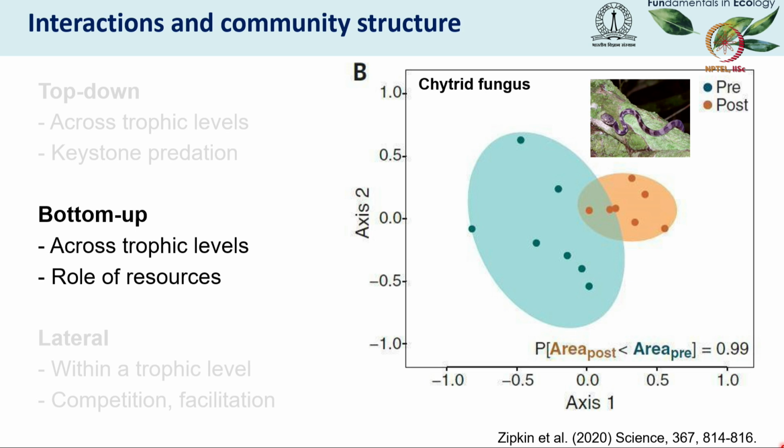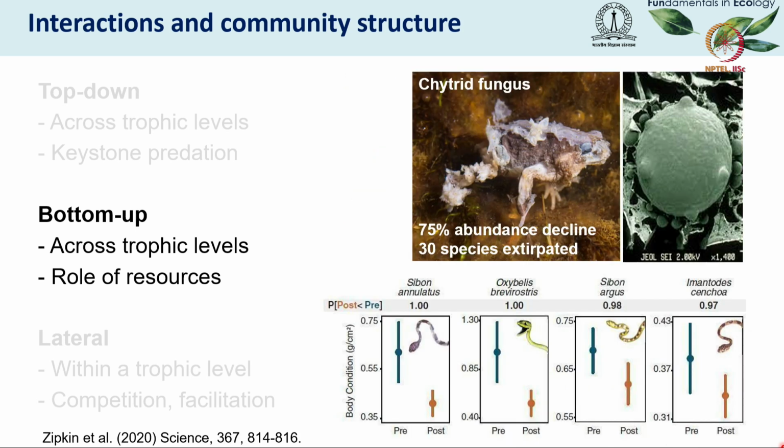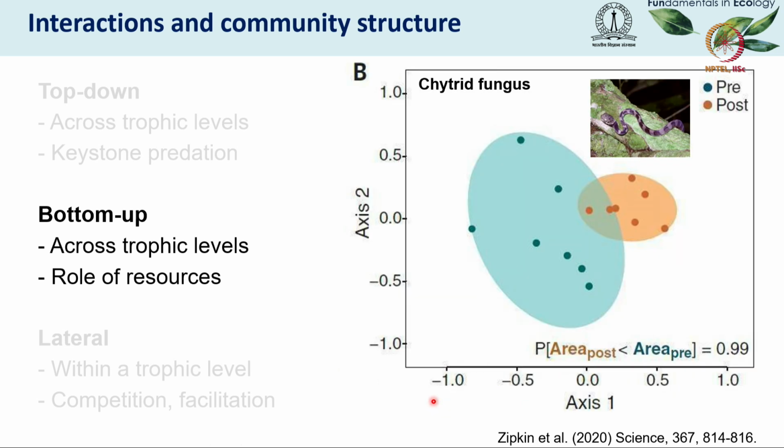That's reduced. And so this is an example of how a bottom-up effect, which is that the availability of resources, affects body condition, and we've seen how that body condition is being affected here. Through its effect on body condition, it is then affecting how snake communities at a higher trophic level are changing in composition because of the collapse of prey.